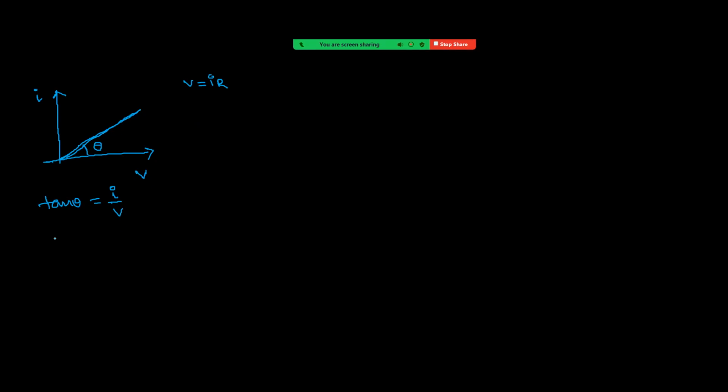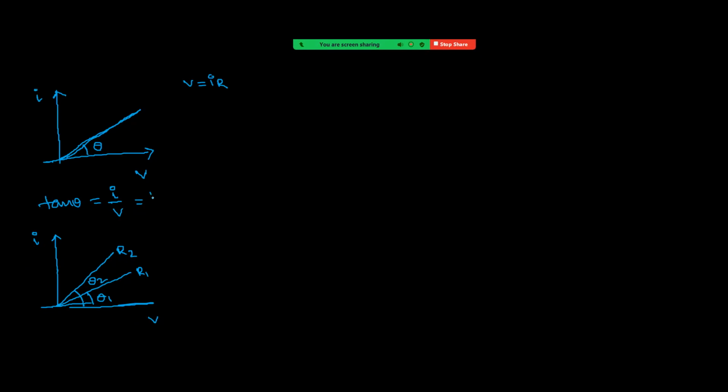Suppose a question is given like this: at a given temperature, two graphs are given, one makes angle theta 1, the other makes angle theta 2. So for two ohmic bodies, which are obeying Ohm's law, the current versus potential graph is given. Let us say this has resistance R1 and this has resistance R2. Now the question is the relation between R1 and R2.